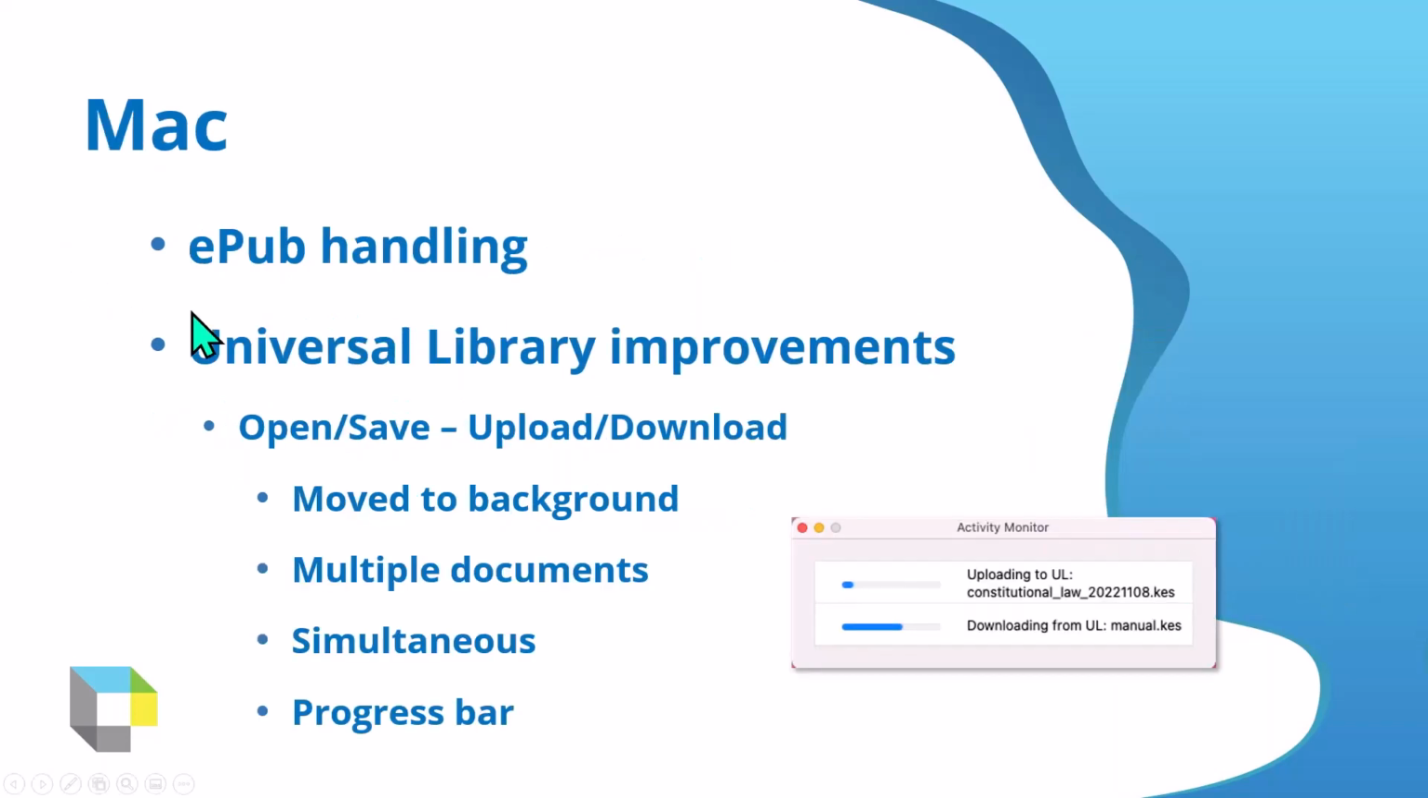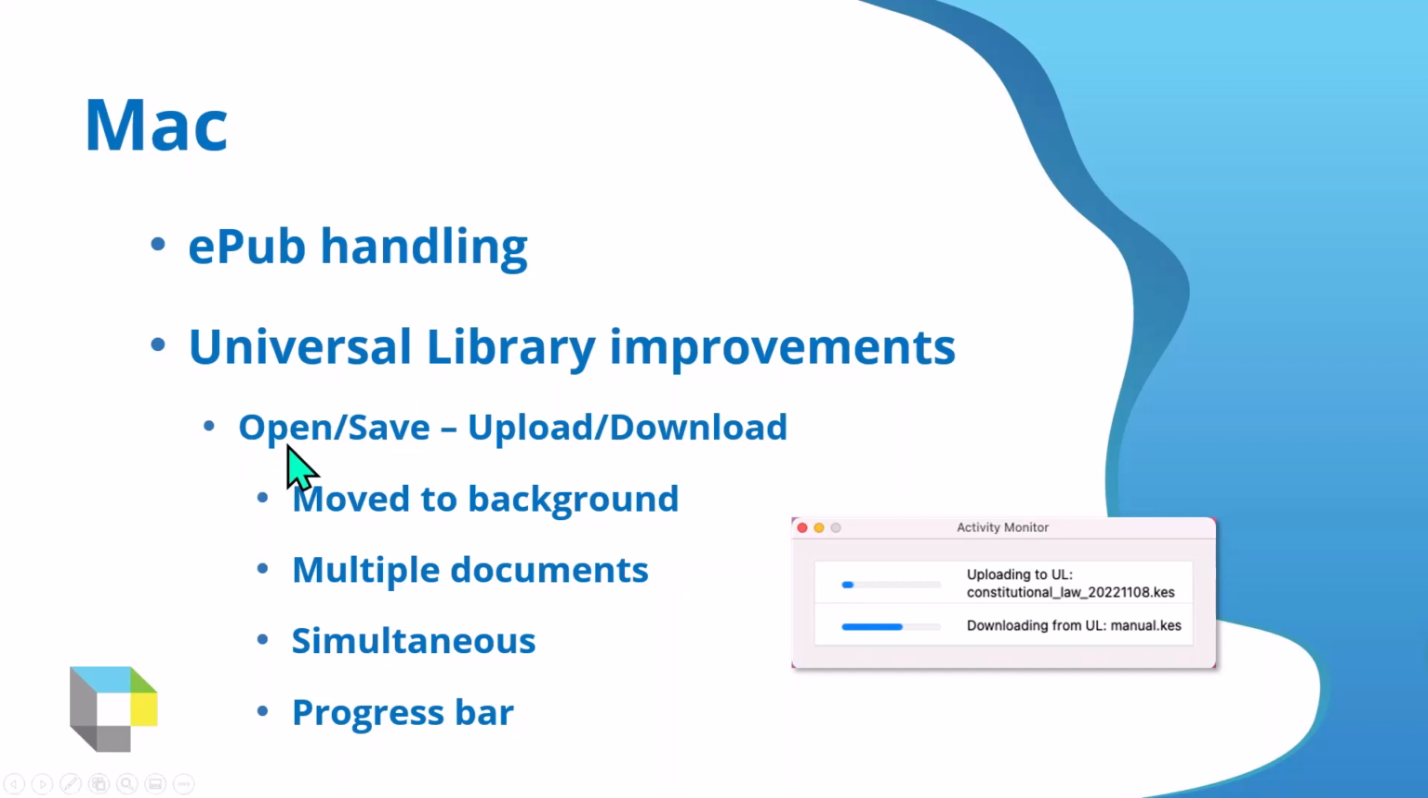Next up is the Mac. As mentioned, one of the big changes to the Mac over the last year was the adding of EPUB handling. Another large change was to the Universal Library. Its user friendliness, shall we say.